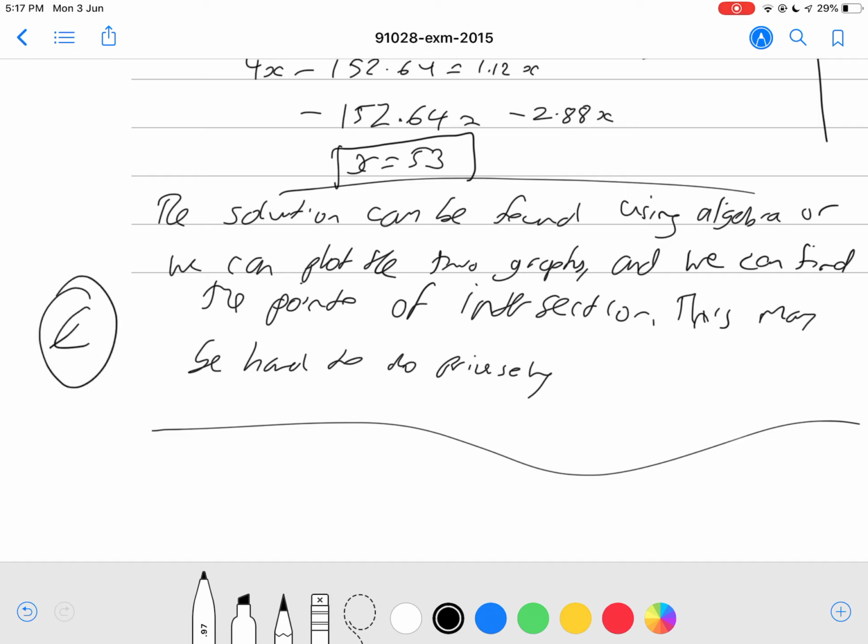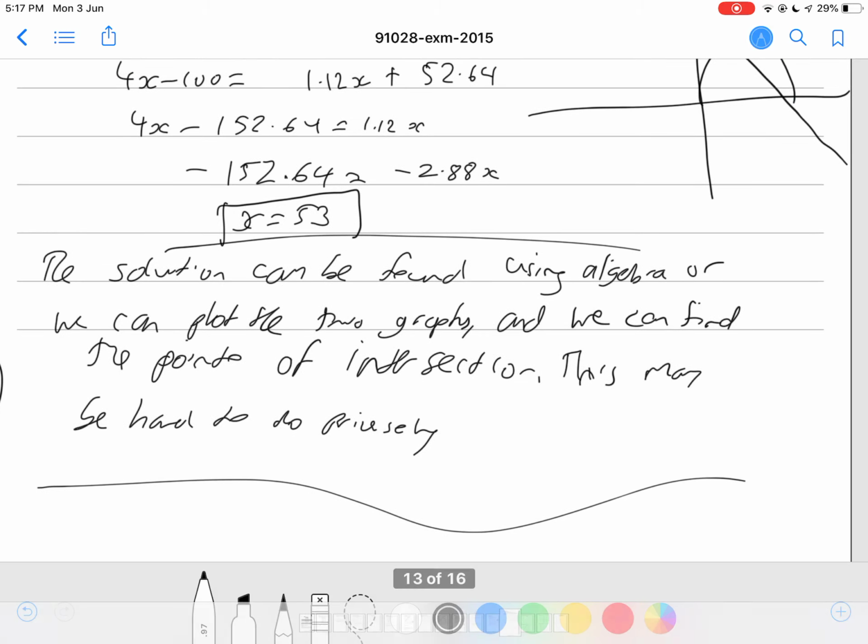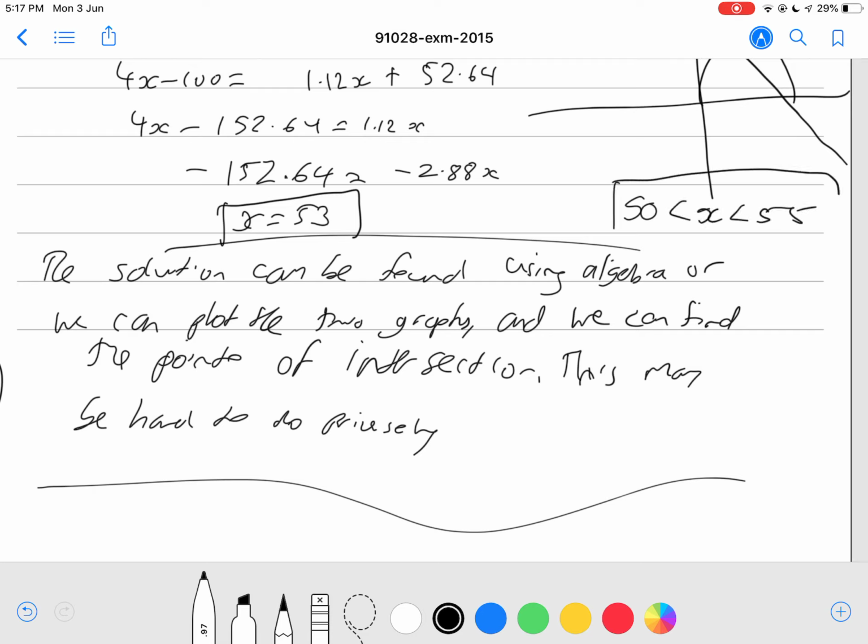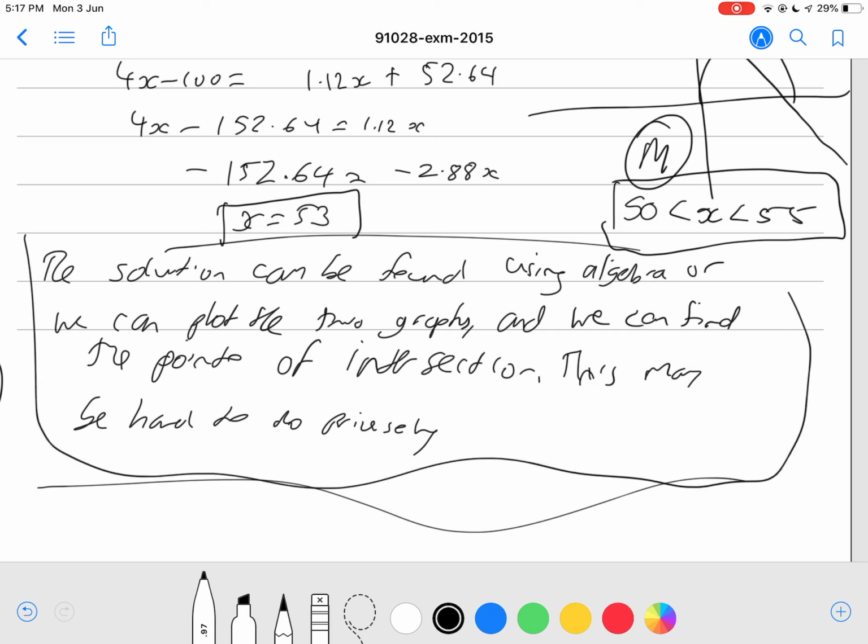To get a merit grade, you don't find the real solution. You give an estimate. So your estimate is between 50 and 55. If your x value is in between 50 and 55, you'll get a merit grade. To get an achieved grade, you have only the correct description. Only the correct description will get you an achieved. So you do need the answer as well in order to get the excellence grade.